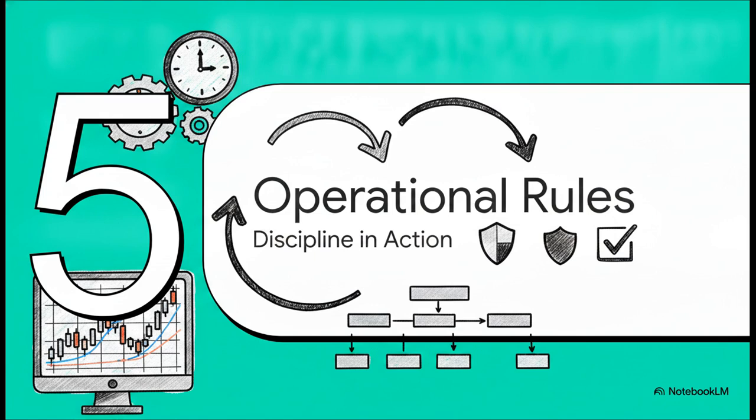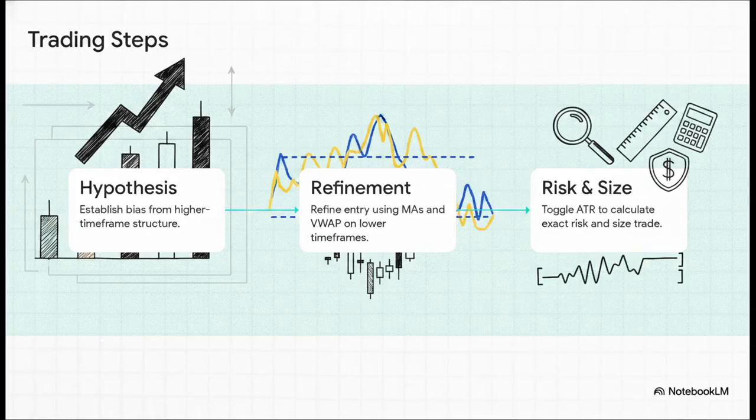Section 5. Pro operational rules. Multi-time frame discipline. Finally, let's break down the operational discipline required to execute this entire framework consistently every single day. Here is multi-time frame discipline in action. Step 1. Your trade hypothesis always comes from higher time frame structure and volume. That's what sets your bias.